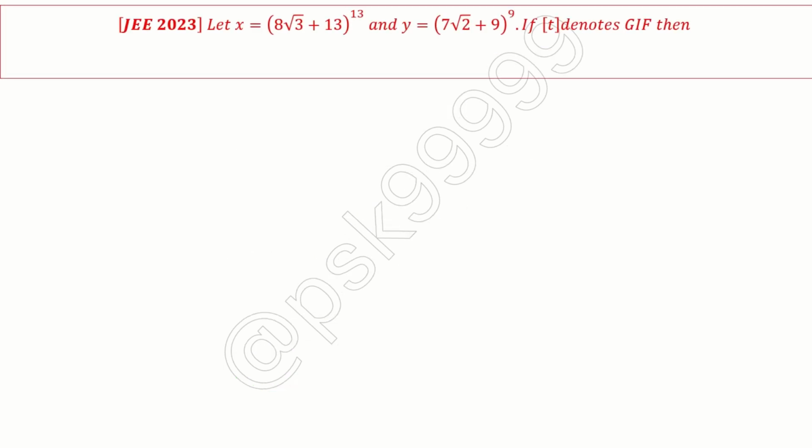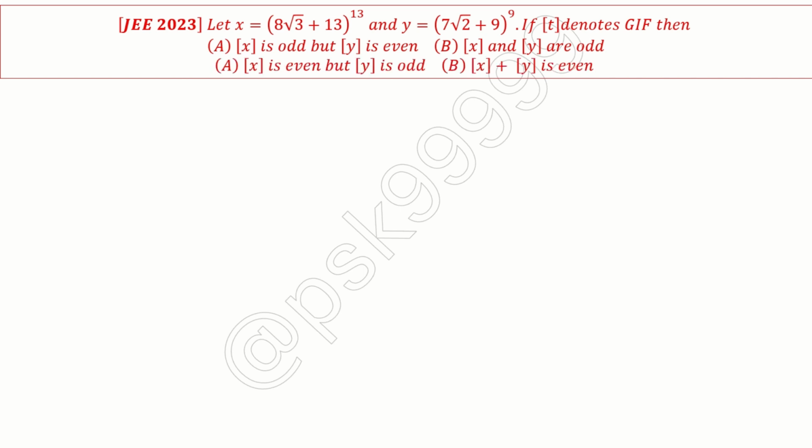Let x equal (8 square root of 3 plus 13) whole to the power of 13, and y equal (7 square root of 2 plus 9) whole to the power of 9. If [t] denotes the GIF, the greatest integer function, then which option is correct? So first you need to find out the GIF of x and the GIF of y. Now this is one very complex question that came in JEE Mains 2023.